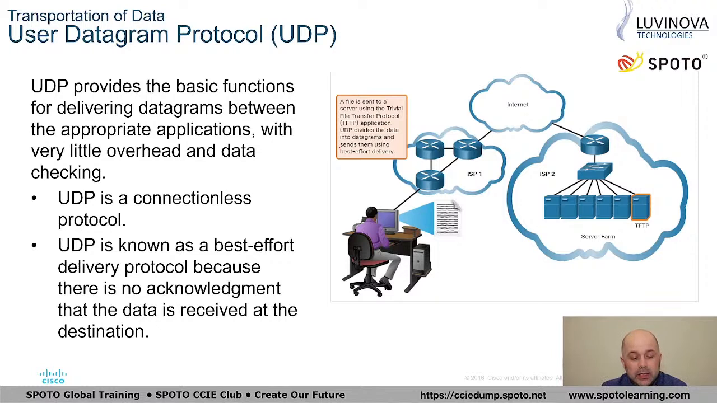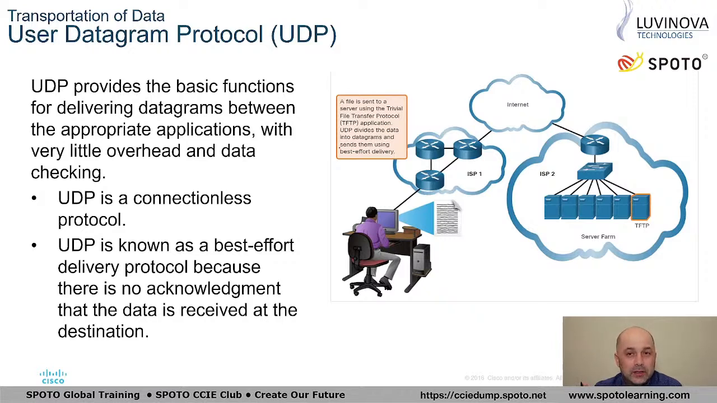So UDP is called a connectionless protocol. TCP is called connection oriented. UDP is known as best effort. Why? Because it's a very fast protocol. Why? Because there is no acknowledgement process. There is no double checking of whether the sequence numbers of certain pieces arrive at the destination, and then the destination asking the source to resend the data if some part is missing. UDP doesn't have this. That's why this missing part makes the protocol much faster.